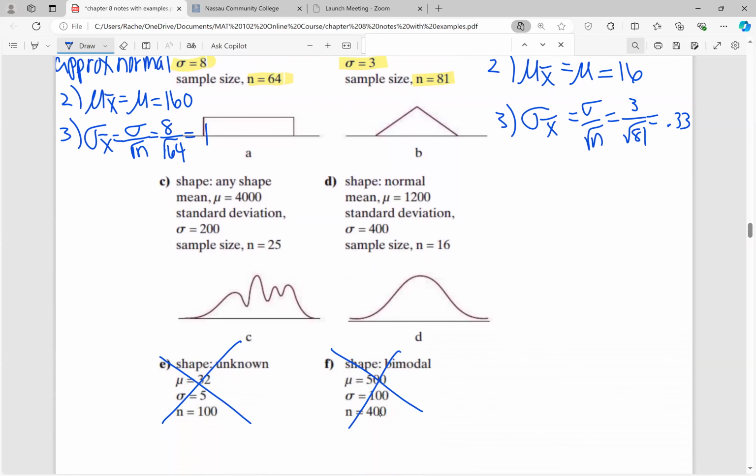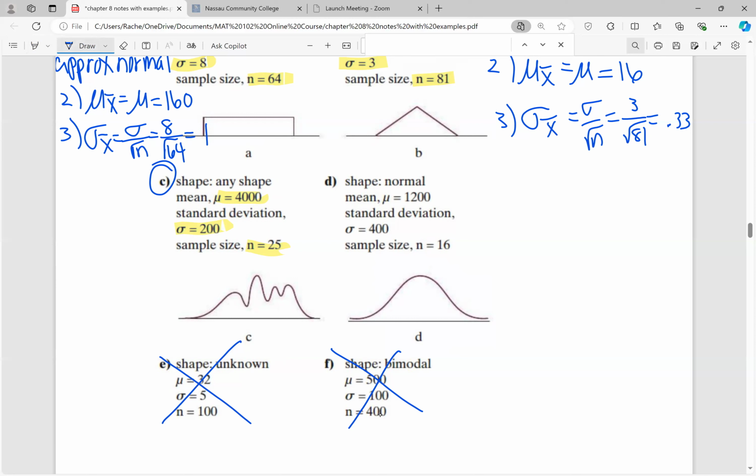Let's look at part C. So part C says, this is any shape. We're going to sample from this shape distribution, which doesn't really have a name, but it's not normal. It has a mean of 4,000, has a standard deviation of 200, and we're going to take samples of size 25. So we want to determine the shape, the mean, the standard deviation of X bar.